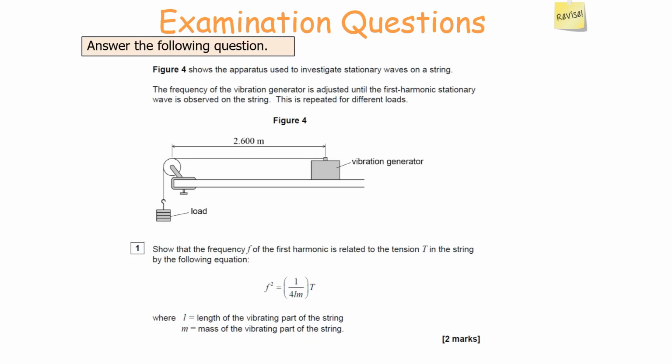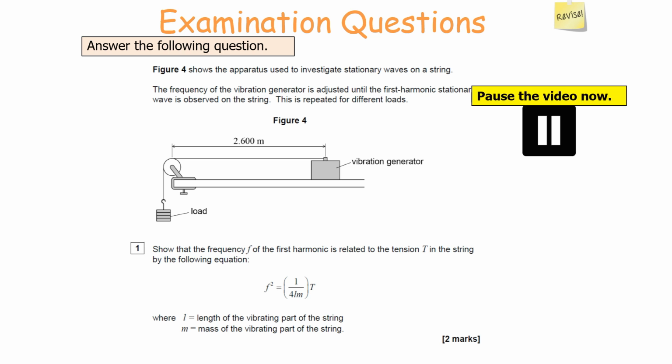Now, the next question here shows apparatus used to investigate the stationary waves on a string. The frequency of the vibration generator is adjusted until the first harmonic stationary wave is observed on the string, and you then repeat it for different loads. Show how the frequency f of the first harmonic is related to the tension in the string by the following equation: f squared is equal to 1 over 4Lm times T. Pause the video now, then unpause the video when you want to go through your answer.